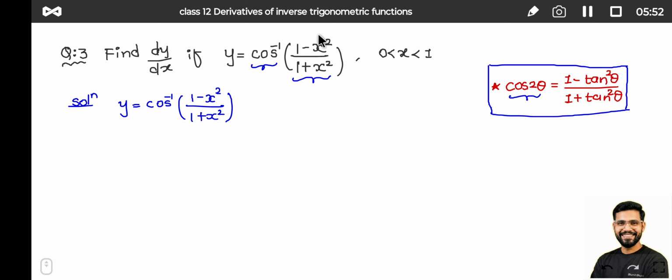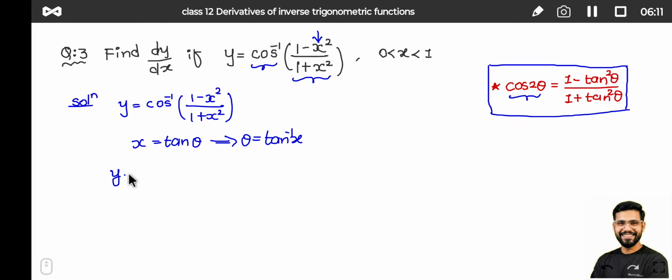Here we just have to substitute the value of x as tan theta. So the first step is to write down y is equal to what is given. Then we substitute x is equal to tan theta. From here, theta is nothing but tan inverse of x.